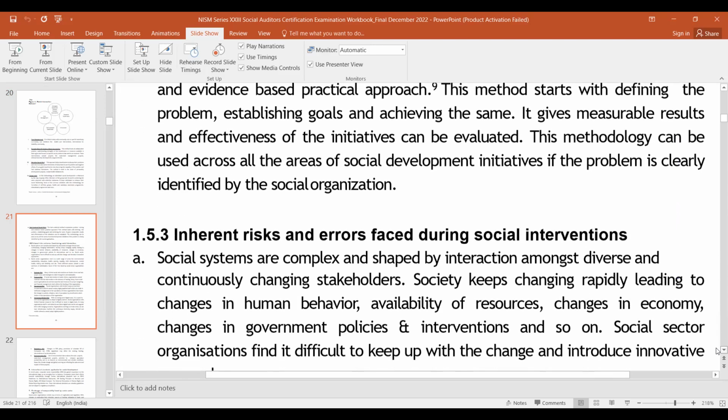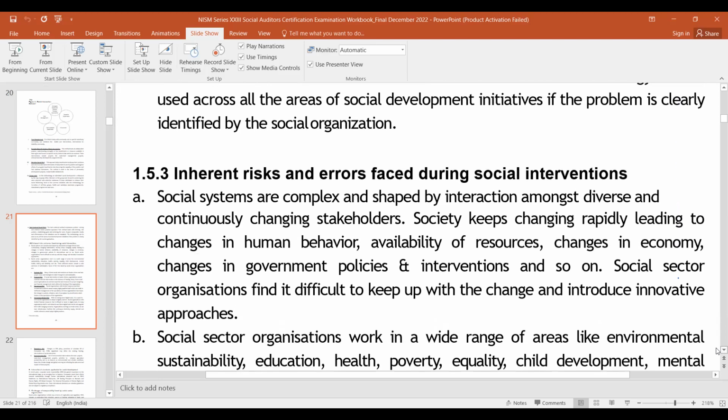Now, what are the inherent risks and errors? Because if we do some social intervention, there could be certain risks also. What could be the risk? Because social systems are complex.